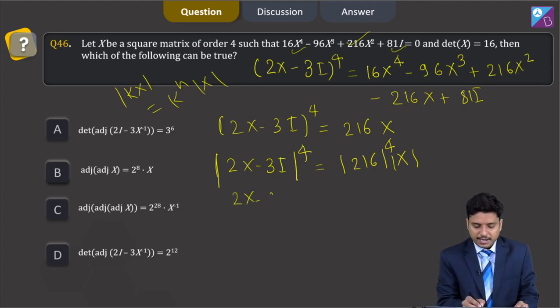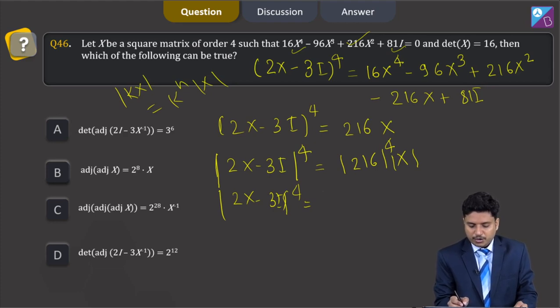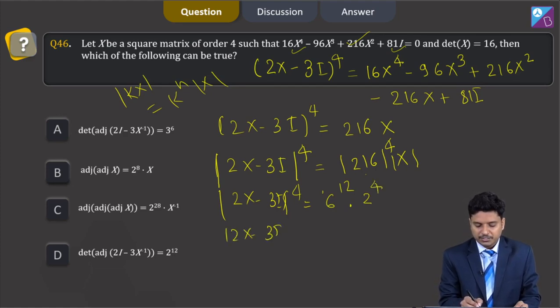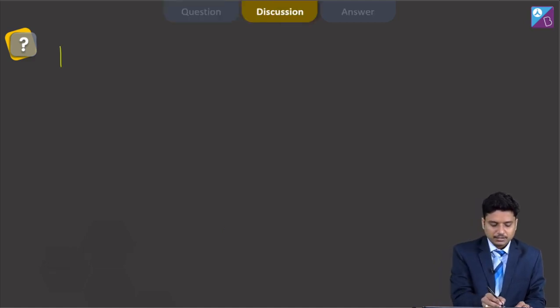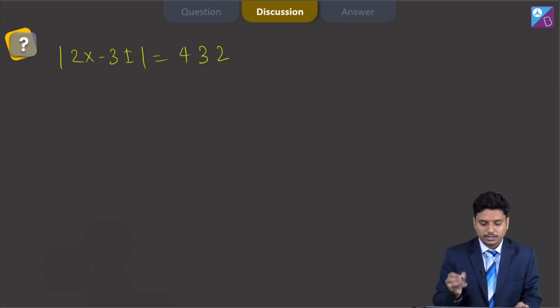When we take determinant, 216 raised to power 4 into determinant of x will be present. So the determinant of (2x minus 3i) raised to power 4 is equal to 216 raised to power 4 into 16. Now you can also see this is 6 cube raised to power 4, so 6 raised to power 12 into 2 raised to power 4. So determinant of 2x minus 3i, that you can observe, is 6 cube into 2. So this will be equal to 432. The determinant of 2x minus 3i will be equal to 432.